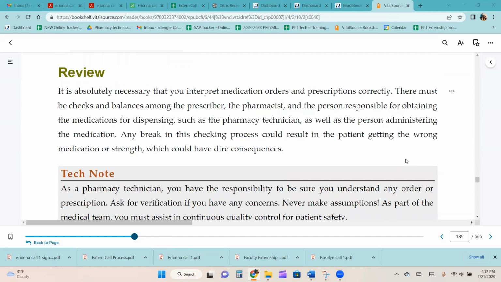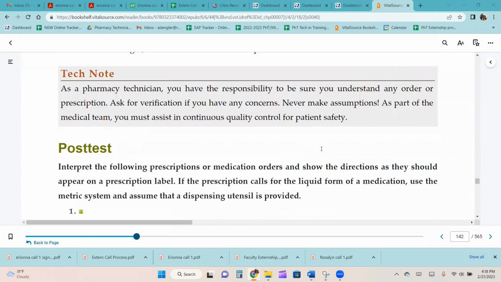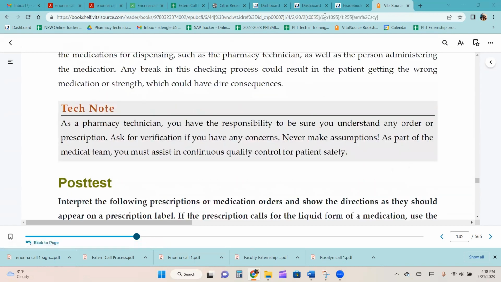It is absolutely necessary that you interpret medication orders and prescriptions correctly. There must be checks and balances among the prescriber, the pharmacist, and the person responsible for obtaining the medications for dispensing, such as the pharmacy technician, as well as the person administering the medication. Any break in the checking process could result in the patient getting the wrong medication or strength, which could have dire consequences. All right, now we'll go over some of each kind of problem.